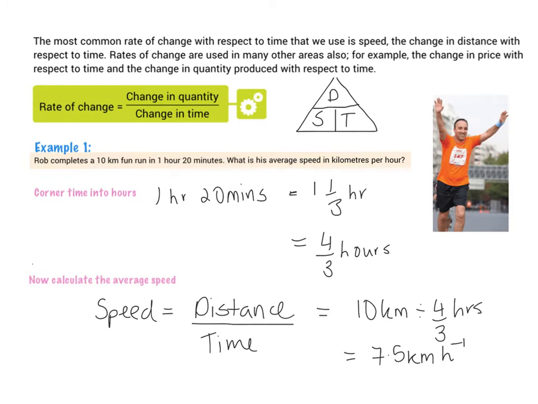But the thing we need to remember is that we change the hour and 20 minutes into hours. Or you can change it into minutes, but it's easier to do it into hours, and leave it as the fraction in order to avoid errors when you're rounding.